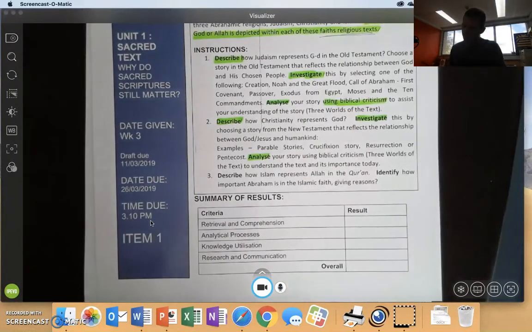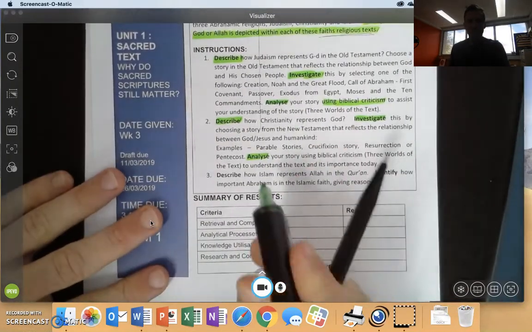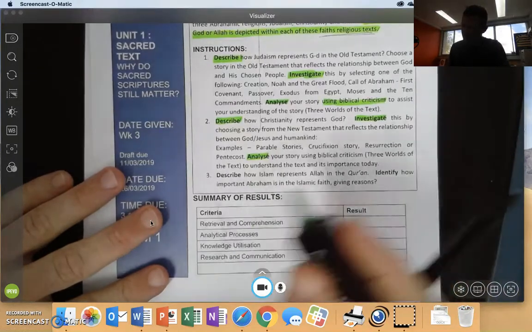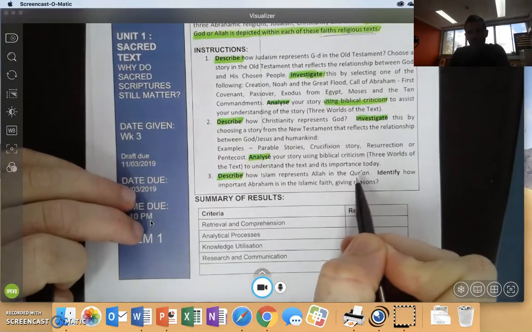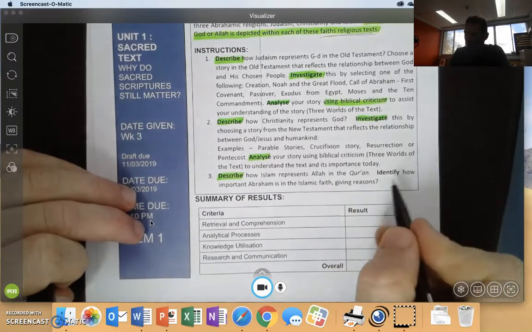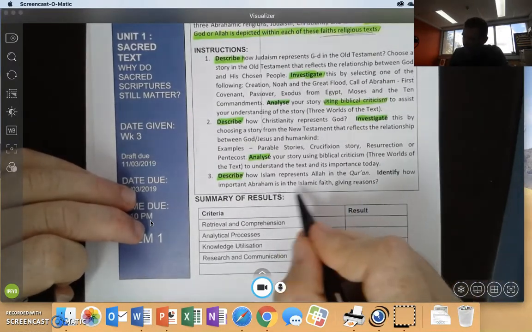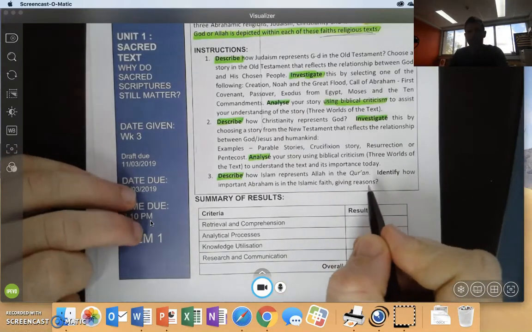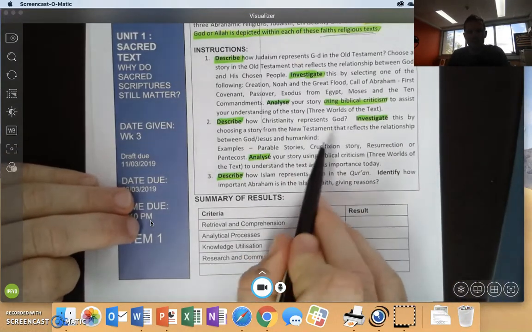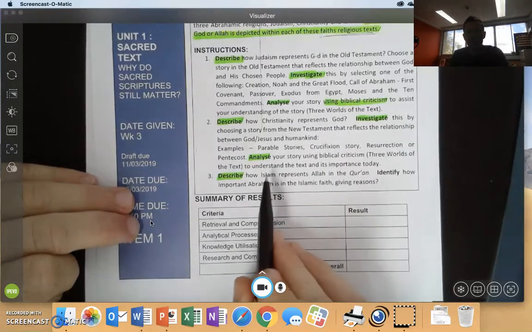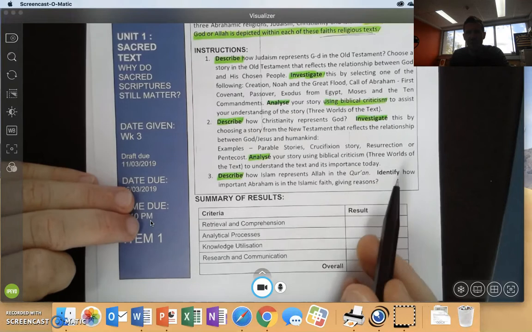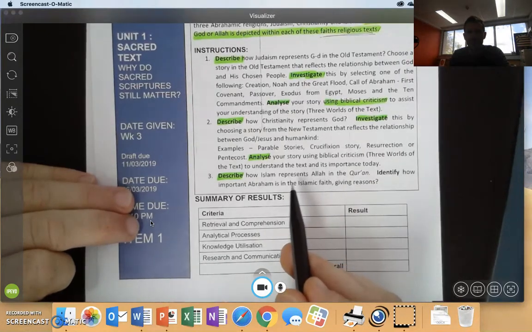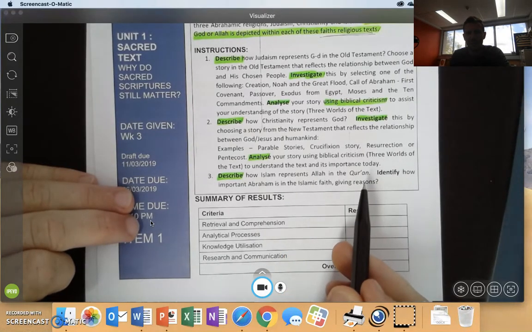And then finally, number 3. Okay, this one's a little bit different because it's not asking you to do stories. It says describe how Islam represents Allah in the Quran, and identify how important Abraham is in the Islamic faith, giving reasons. Now, it doesn't ask you to pick a story. It just says to describe how Allah is represented in the Quran and identify how important Abraham is in the Islamic faith. All right.